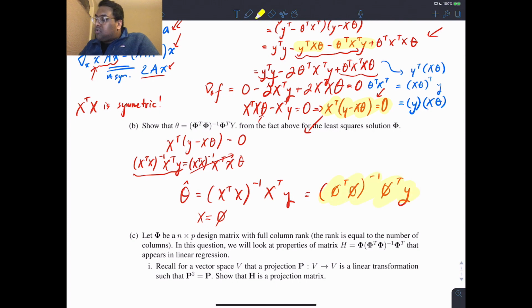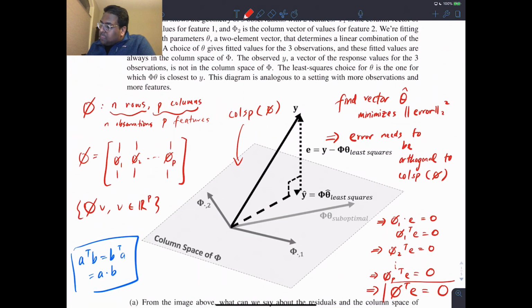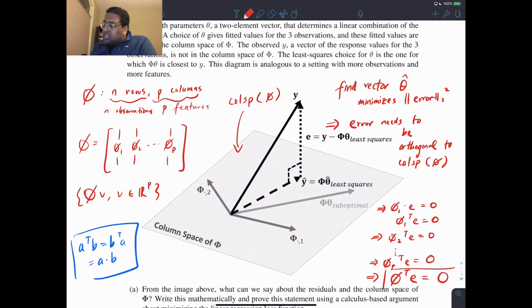So we've concluded the proof. Before we proceed, because question C is independent of parts A and B, I just wanted to walk through what we just did. We started off with this geometric interpretation of what the column space of phi is, what y is, and what this error vector is, and we determined that in order to minimize the norm, the error vector has to be orthogonal to the column space of phi.